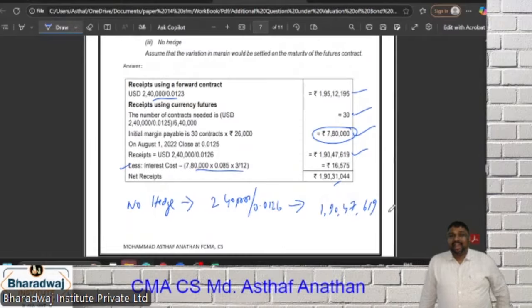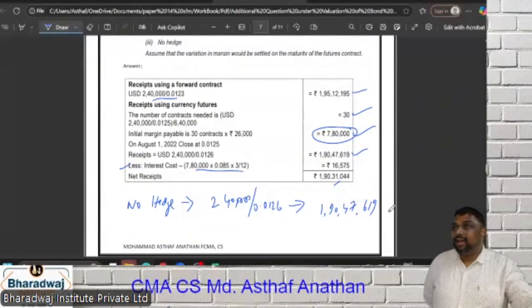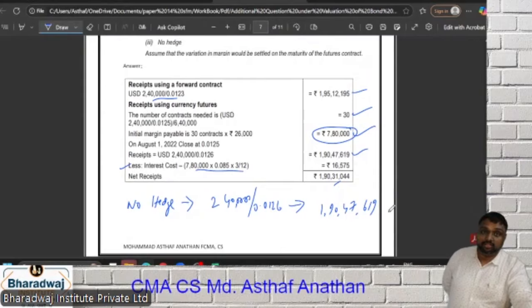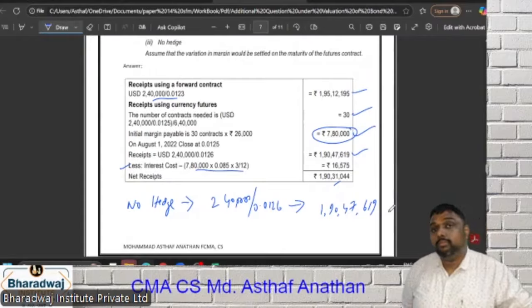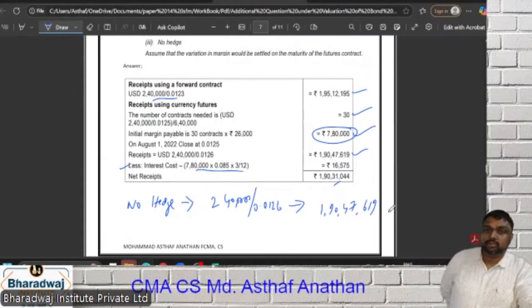So congrats to those who got the correct answer. So what is a future's specialty? You will have the margin money. That is a specialty for futures. So with this, all the hedging concepts we have discussed: options, futures, then money market, forward. Majority of questions, forward is coming. Money market also comes in the majority of questions, but this question it is not.